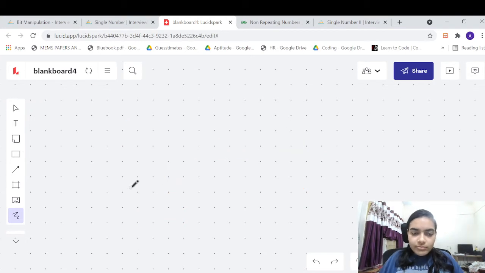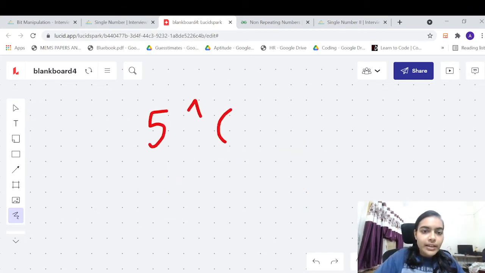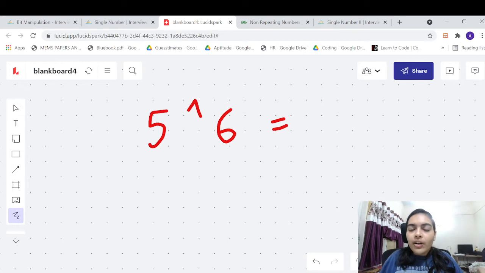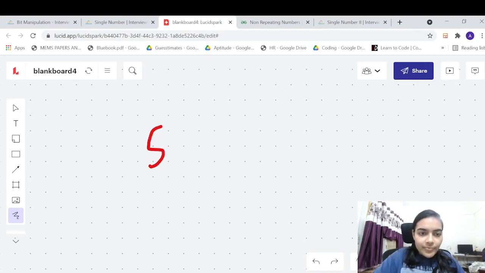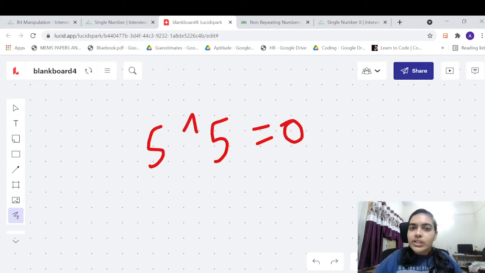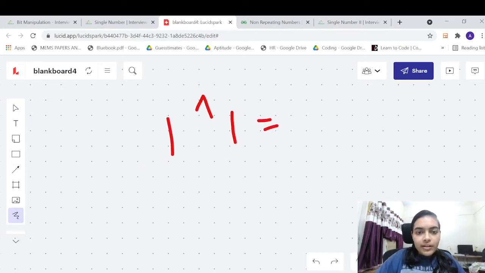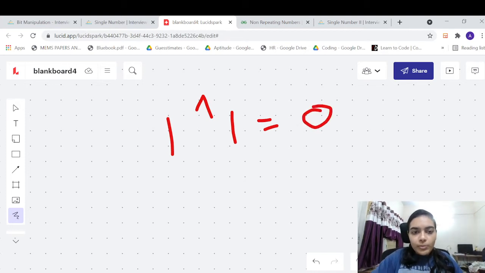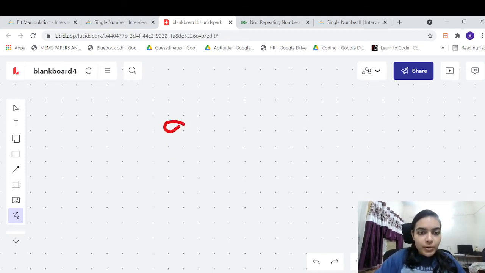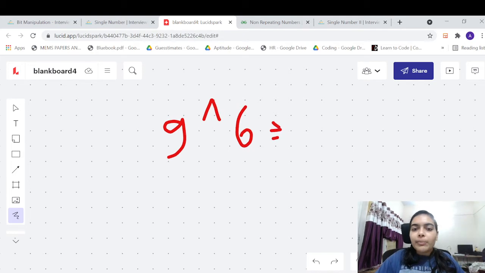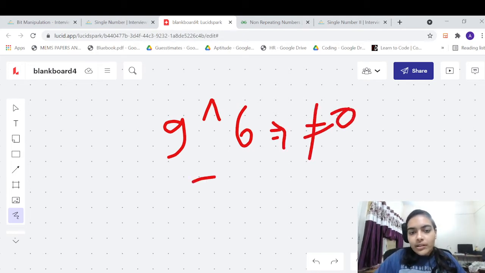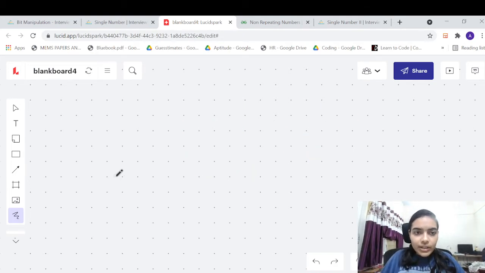Let's take 2 or 3 examples to understand. Suppose I am asking you the XOR of 5 and 6. Will it be 1? Will it be 0 or non-zero? It will be non-zero because these two numbers are different, right? What will be the XOR of 5 and 5? It will be 0 because these two numbers are same, right? If two numbers are same, their XOR is 0. What about 1 and 1? It will be 0 because these two numbers are same. What about the XOR of 9 and 6? It will be non-zero because they are different numbers. So that's it. Very simple concept.